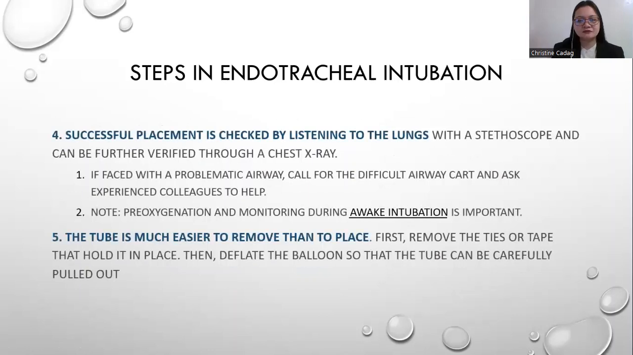Next, successful placement is checked by listening to the lungs with a stethoscope and can be further verified through a chest X-ray. So after intubation, the doctor and the nurses will check the breath sounds if they're equal, and they will also observe the chest rise of the patient. After that, they will order an X-ray to check the position of the tube. And after that, maybe after 30 minutes, they will ask for an ABG, or the arterial blood gas.